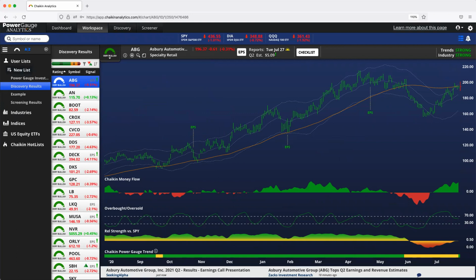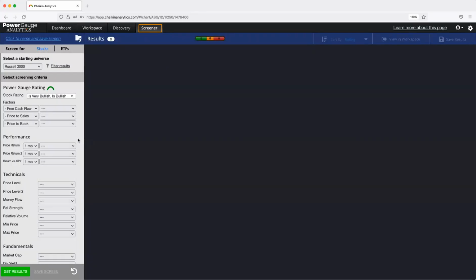But maybe the best way to find ideas in Chaikin Analytics, Power Gauge Analytics tool is with our stock and ETF screener. This screener allows you to pick and choose the specific criteria you want in a stock. There are a lot of different choices here, and we do not want you to pick each and every one of these. If you did, you'd be narrowing things down too much. We would get 0 results.